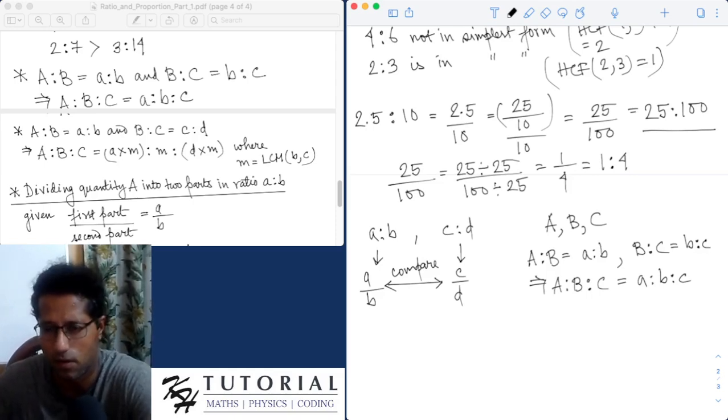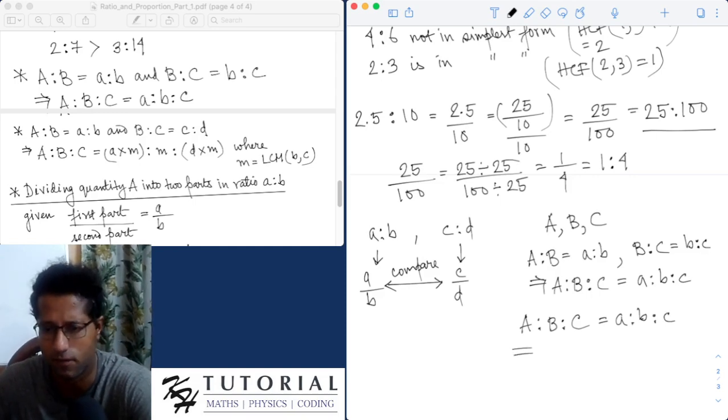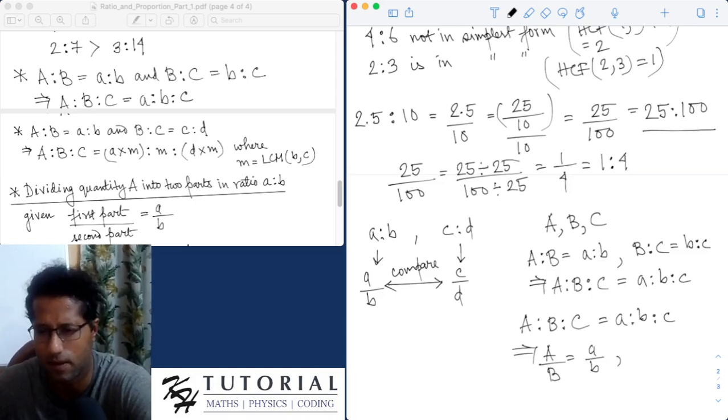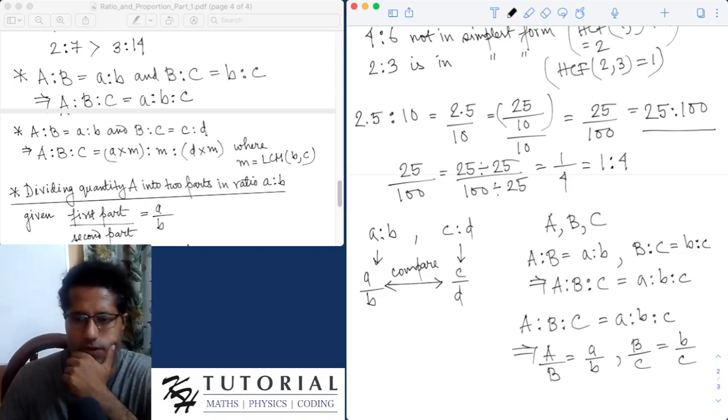Now if it is given that the three quantities A, B, C are in the ratio small a is to small b is to small c, from here we can say that capital A by B equals small a by small b, and capital B by C equals small b by small c. We can say this. Okay.